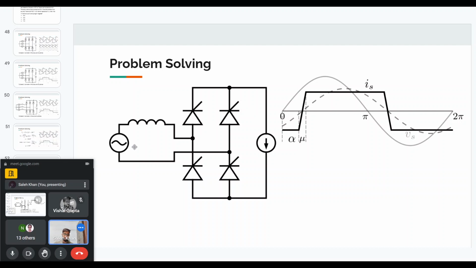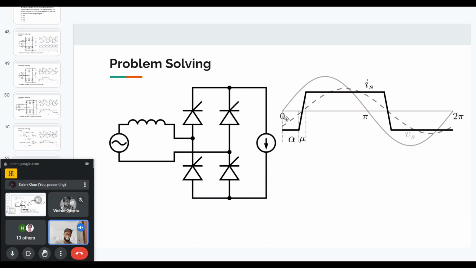It is a single phase circuit, fully controlled SCR bridge with a source inductance and a constant output current. And as you can see, because of this alpha angle, the current will be delayed, and because of the source inductance, the current will rise slowly. So it will have an overlap angle mu. So you are given this alpha angle as well as mu angle.